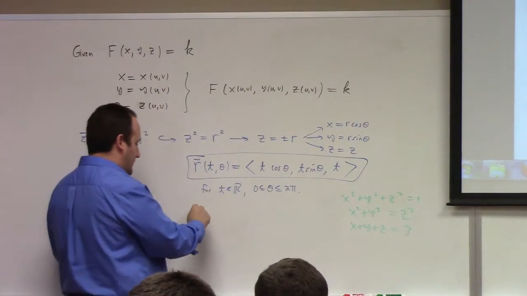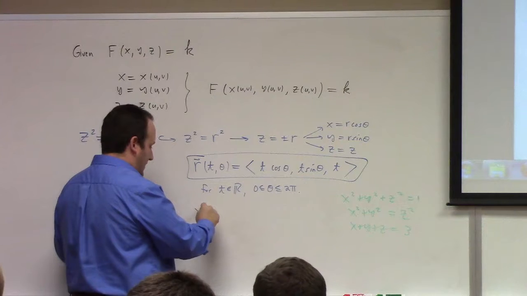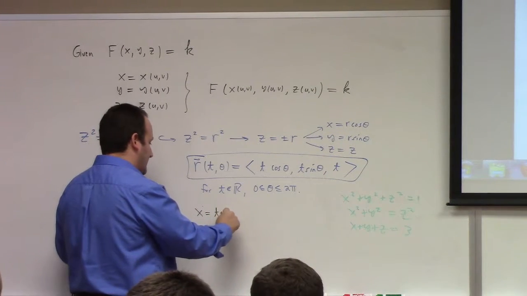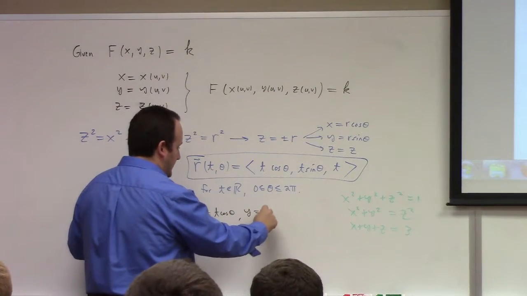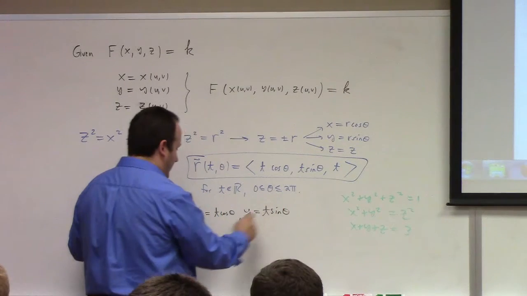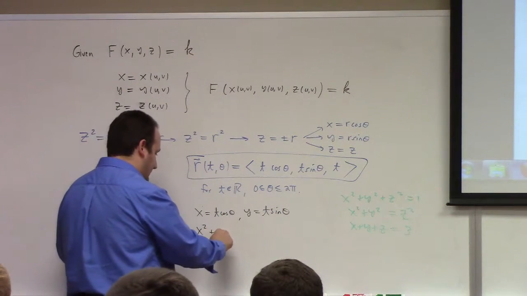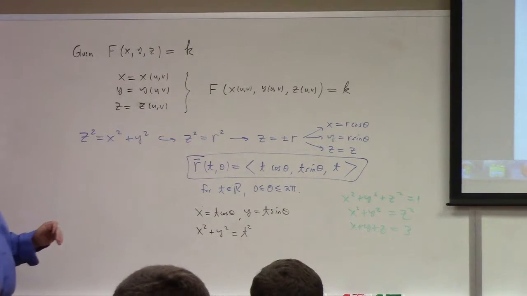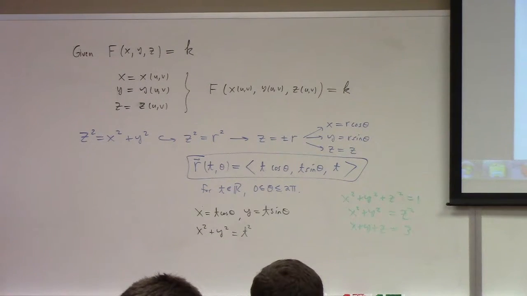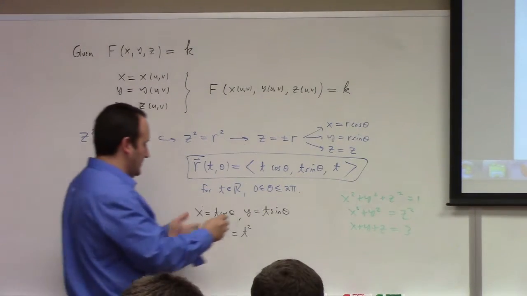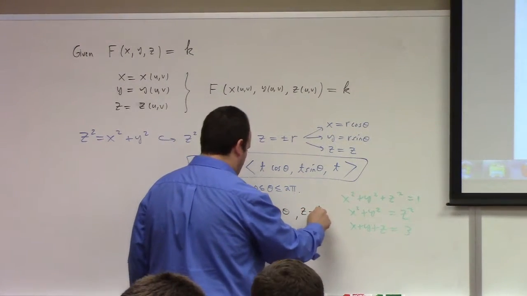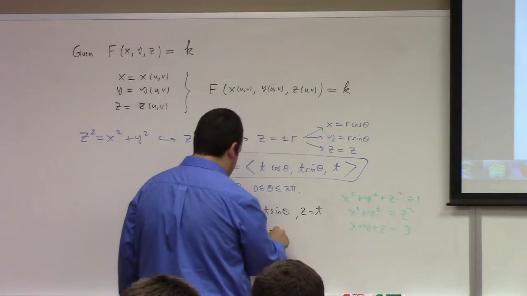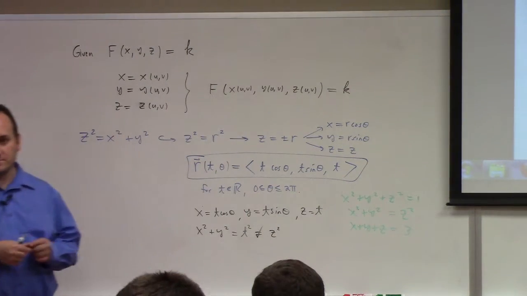So x squared, x is equal to what? x is t cosine theta, y is equal to t sine theta, and if you calculate x squared plus y squared, what do you get? You get t squared cosine squared theta plus t squared sine squared theta, which just collapses back down to t squared, which is equal to what? Which is equal to z squared, right? So, it works.